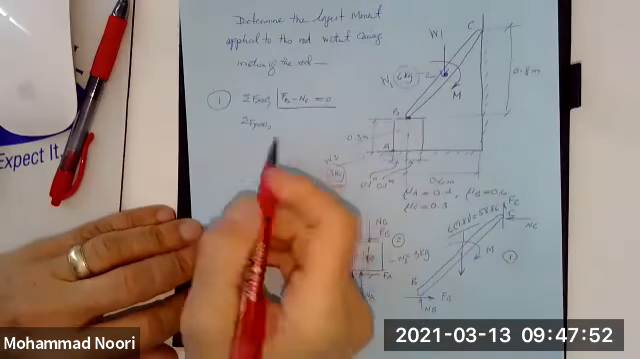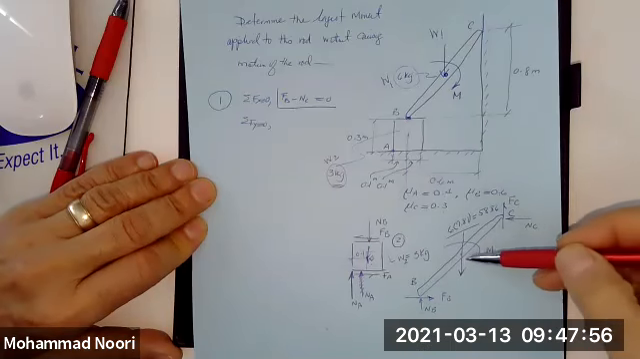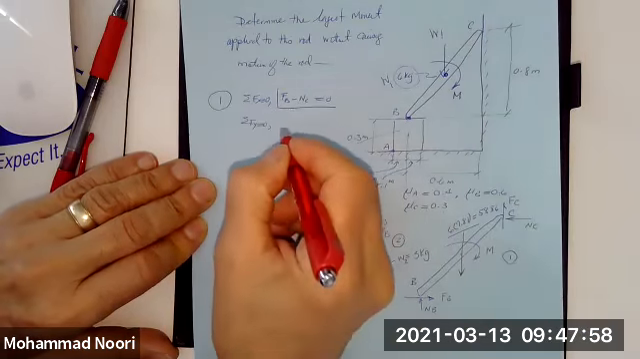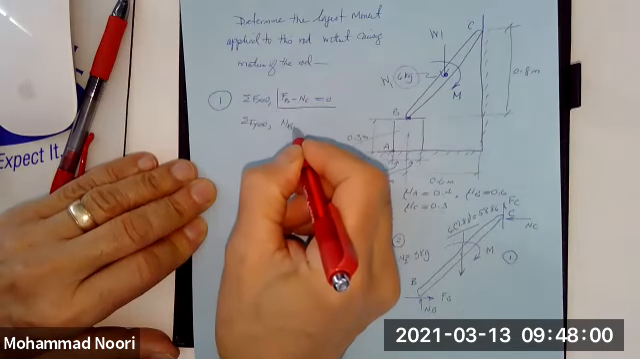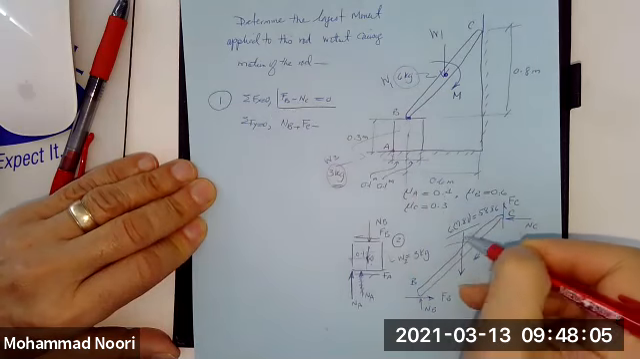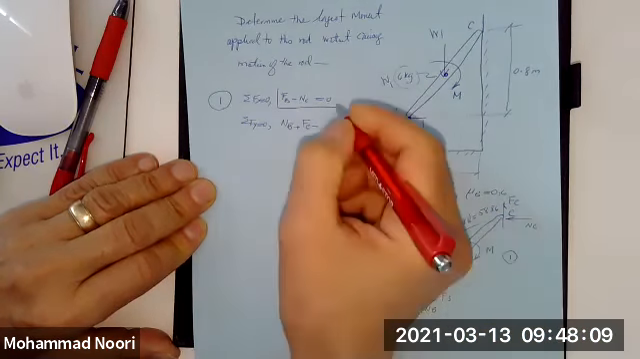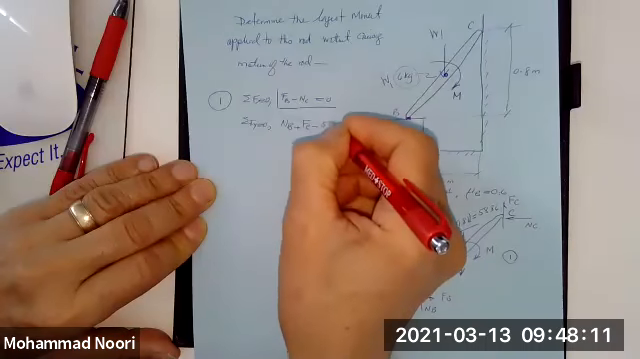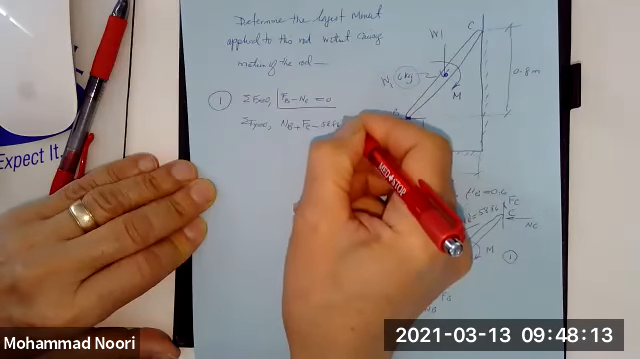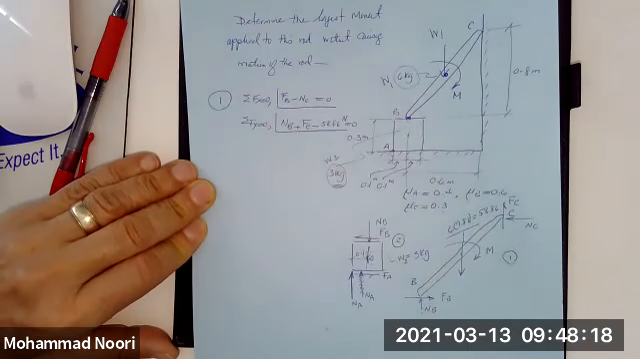Okay, so summation of forces along Y equal to 0. We have this force, and the weight. So you have N_B plus F_C minus weight, which is 6 times 9.8, comes out to be 58.86 Newton, is equal to 0. So that's summation of force along Y.